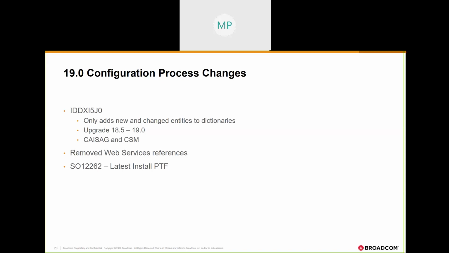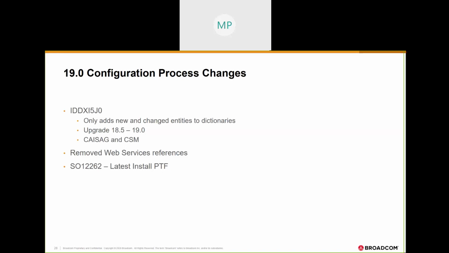We do this new processing during the configuration by reading a member called IDDX I5J0, which is a list of all of the changed items. Periodically, PTFs are made to update this member, so you want to check the support site before upgrading to make sure you have the latest version. And this is implemented under CAISAG, CSM, and zOSMF.